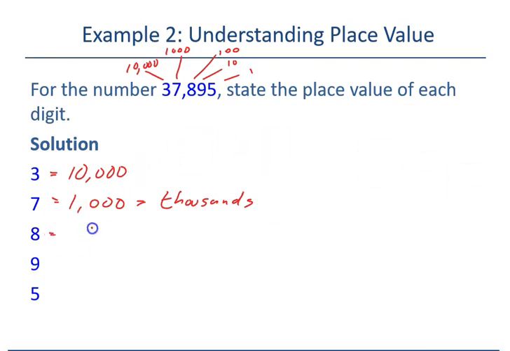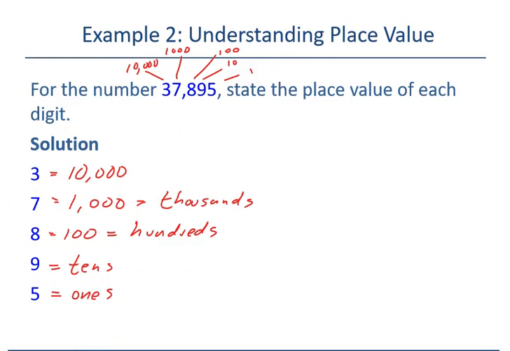Okay, and then for 8, notice we are in the hundreds place. Okay, and that would just be written as hundreds. 9 would be in our tens, okay, and 5 would be in our ones. Okay, so you got kind of a good mixture of how you see this numerically and just written out.